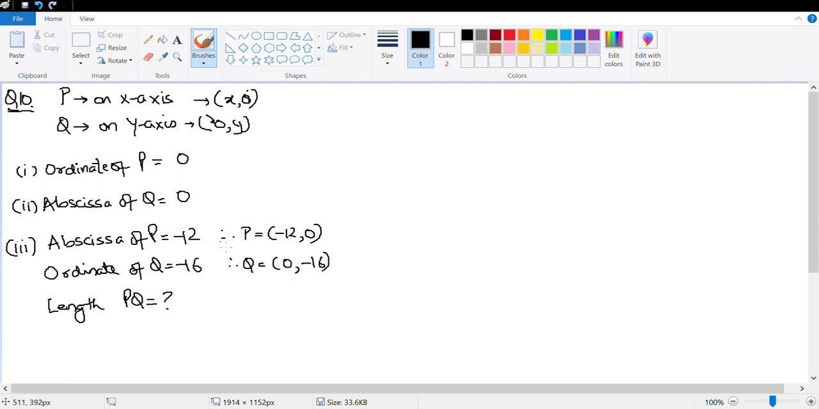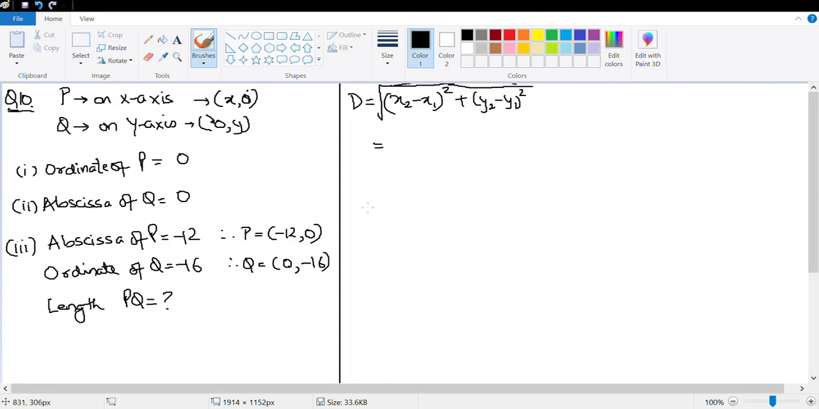What do they want us to do? Calculate the length of segment PQ. Oh, there's nothing in this question. Basically, they wanted to confuse us by writing abscissa and ordinate instead of giving us directly the coordinates of P and Q. So distance formula is the square root of (x2 minus x1) whole square plus (y2 minus y1) whole square.